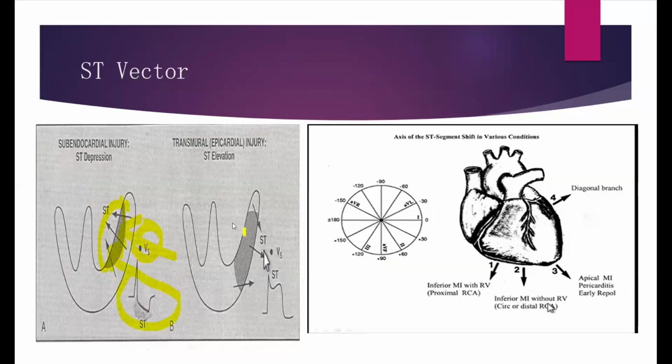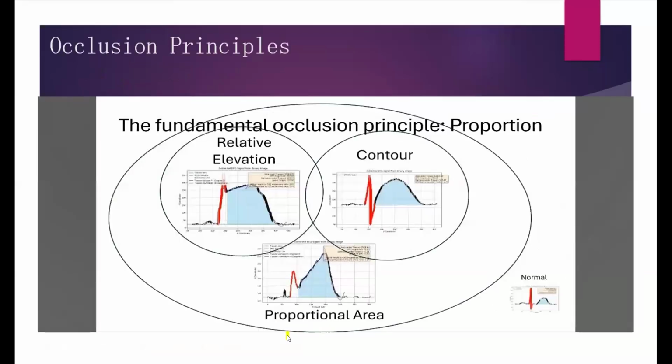But in transmural ischemia, the whole wall is affected. So the injury currents move towards the recorder at V5. So you have an ST elevation. We will look at this in more clear slides.